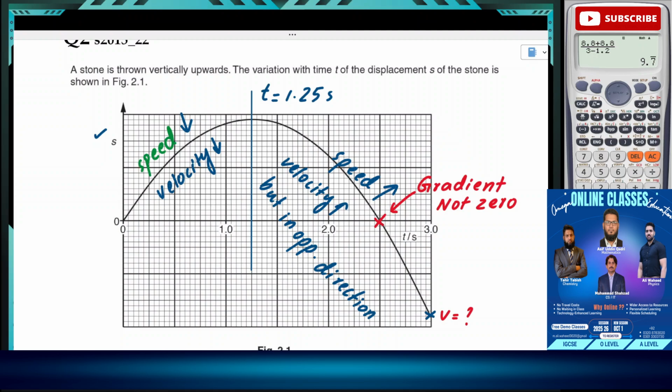So do I know any place where the curve is horizontal? Yes, I do know. I know very well. And matter of fact, this is the stage at exactly 1.25 second. My gradient is 0. Hence, my speed, or let's be more specific, my velocity would also be 0. So I can choose this point as the initial velocity. So my time would start from 1.25 till 3.0 second. So the value of t would be 3 minus 1.25, which means 1.75 seconds. And my initial velocity is 0.